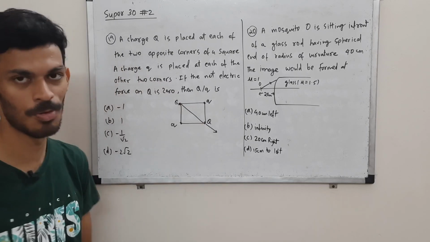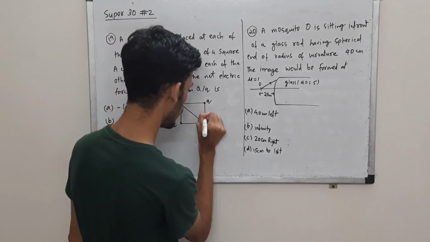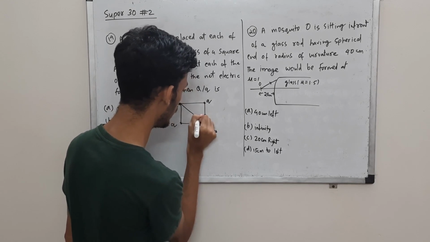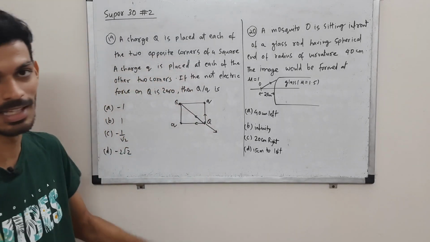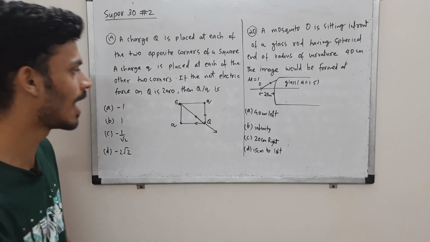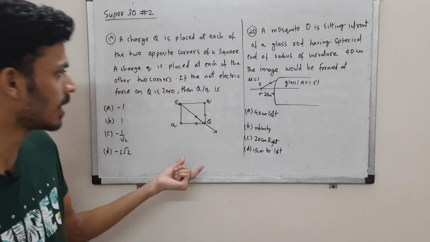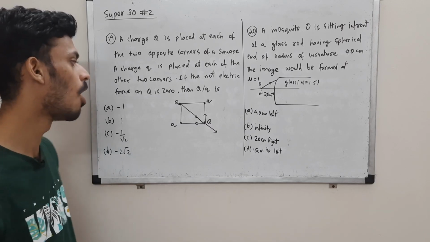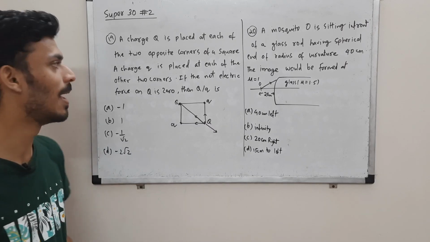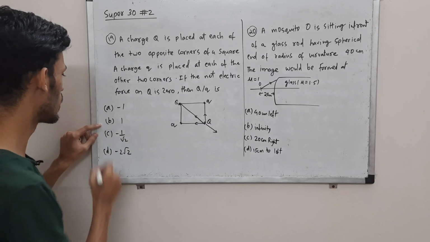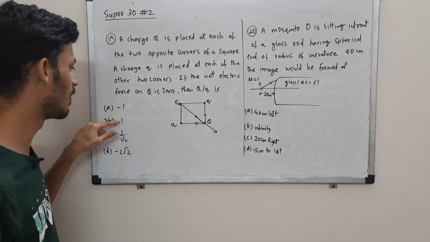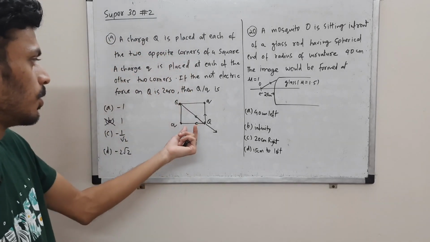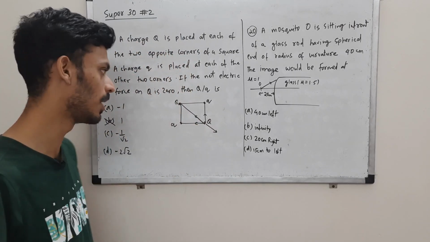So small q has to be negative, because it has to pull, and the net resultant will be along this direction, balancing the force. That is the idea behind it. So capital Q and small q, one of them has to be negative. They have to be of opposite charge in order to balance this system. So option B, which is giving a positive answer, is not the correct one over here.